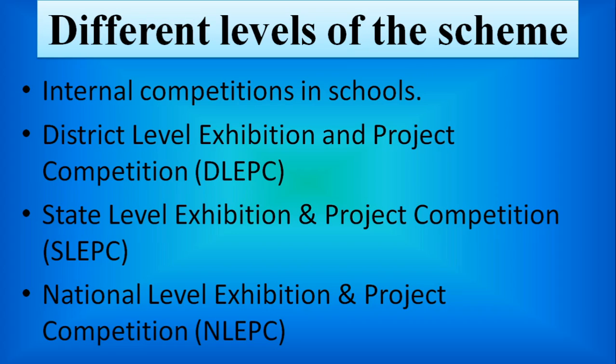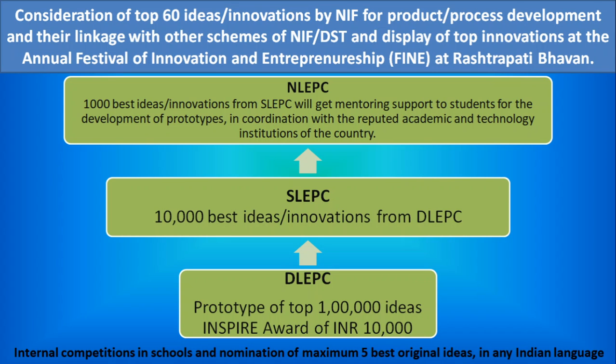Then the next level competition is the state level exhibition and project competition, SLEPC. Then the next level of competition is the national level exhibition and project competition, NLEPC. And after that there will be a final step in which the 60 top innovative ideas will be displayed in Rashtrapati Bhavan. So here I have made one schematic of the different levels. Here I'll explain what the different levels are and how many students can participate in each level.